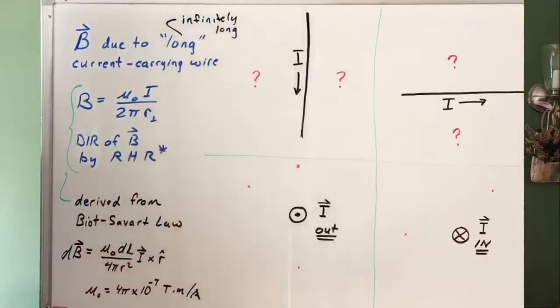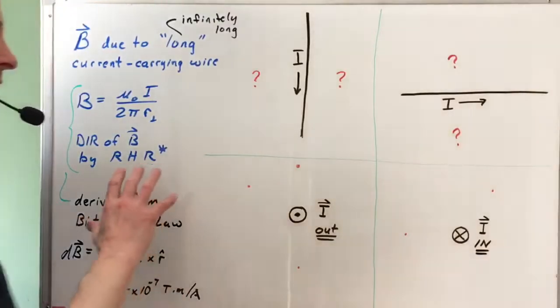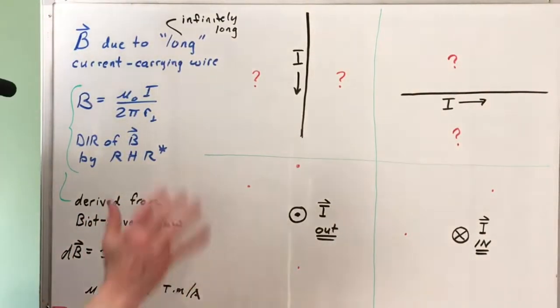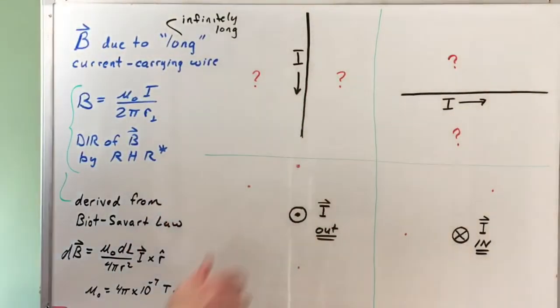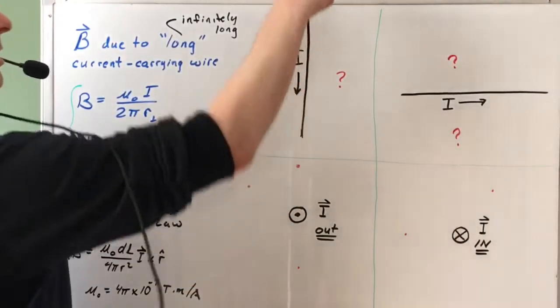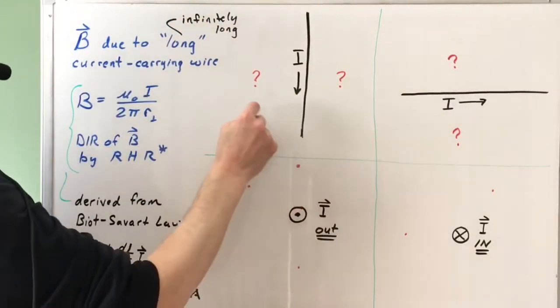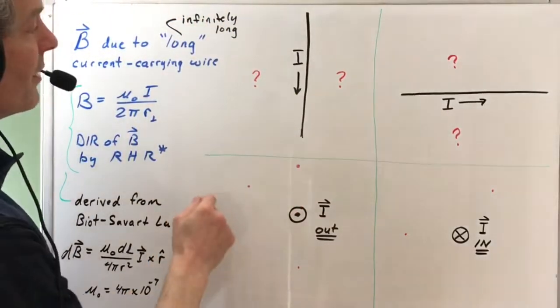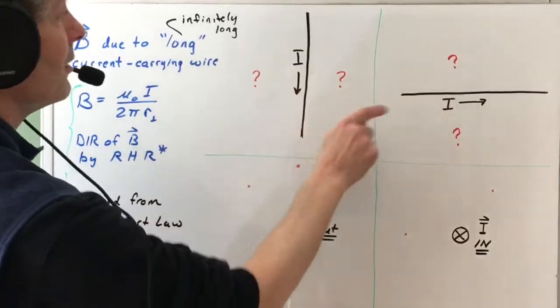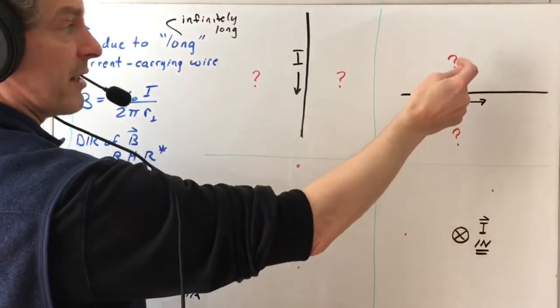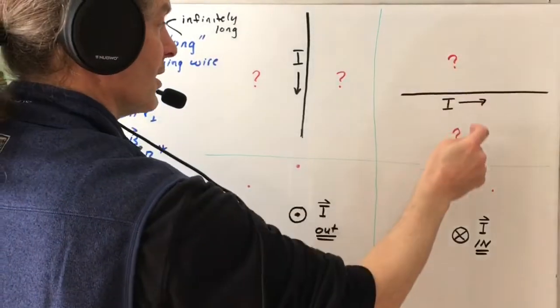Now you practice using that derived right-hand rule for the direction of the magnetic field due to a long current carrying wire for each of these examples. Let me explain what each of the examples are. Here I've got a long current carrying wire with the current going this way. You need to find the direction of the magnetic field that wire produces here and here. Here I've got a current going to the right. Find the direction of the magnetic field that current produces here and here.